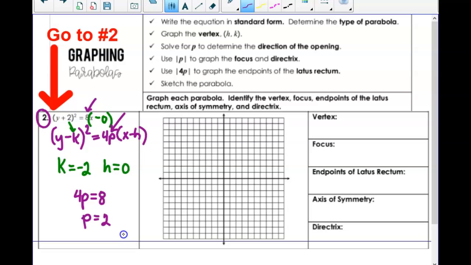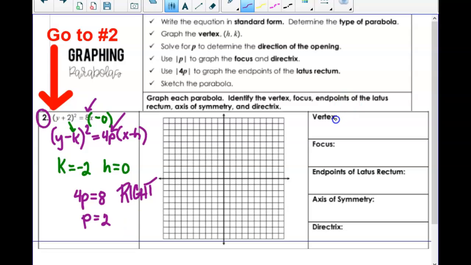All right, is this one going to open up or down, left or right? Look on your notes. It's going to open either left or right because the y is squared, and it's got a positive p-value, so it's going to open to the right. That's a biggie before you get started because I always do them wrong if I'm not super careful.